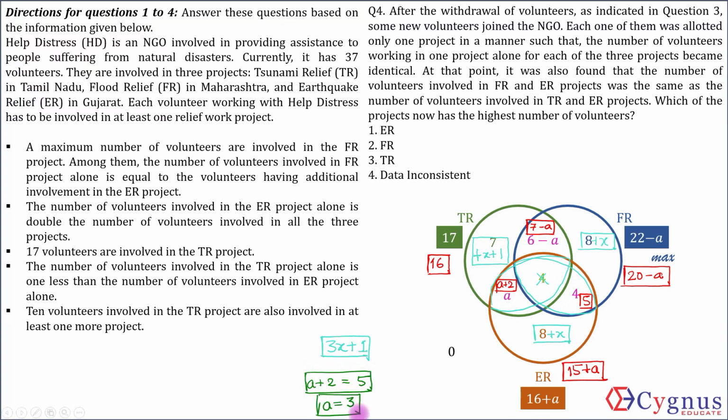But we already know that A cannot be equal to 3 based on the previous conditions given in the set, which means something is wrong. Either this new data is wrong or the previous information in the set was wrong. One of these must be wrong, which means that the data is inconsistent. I hope you thoroughly understood each question in this set. It's a very interesting set and a very basic set on Venn diagrams. Thank you all very much.